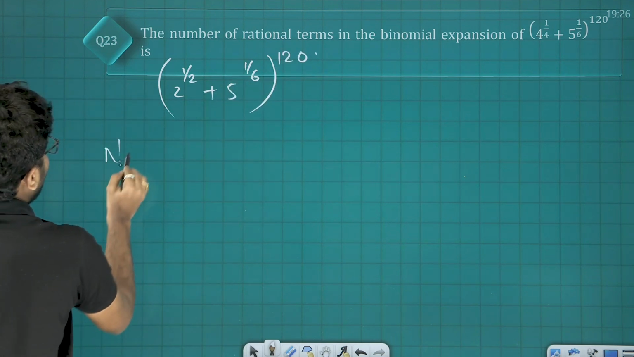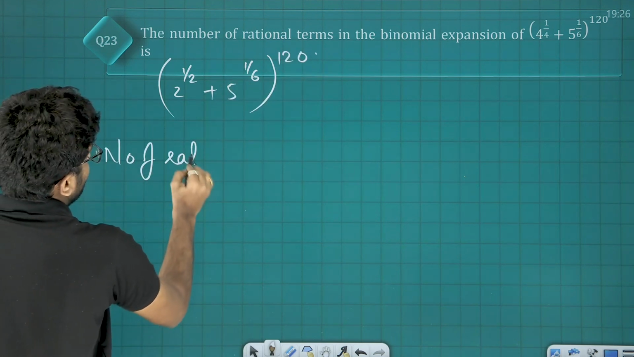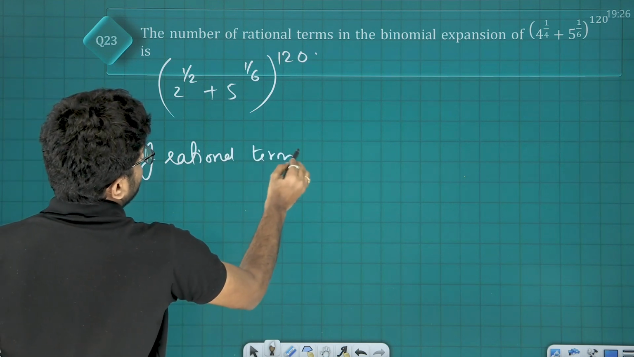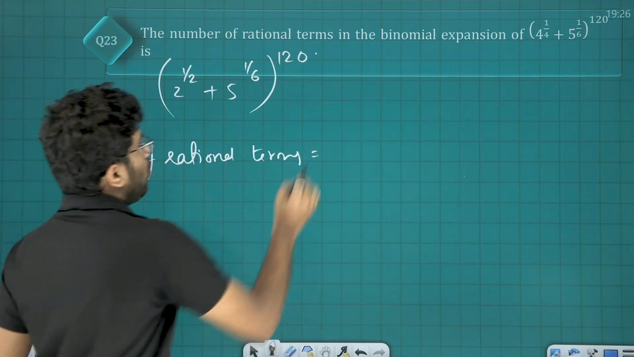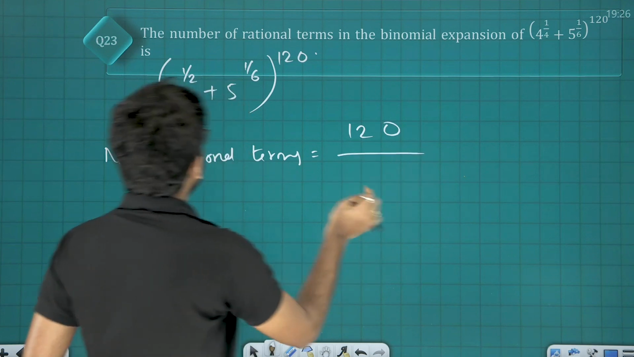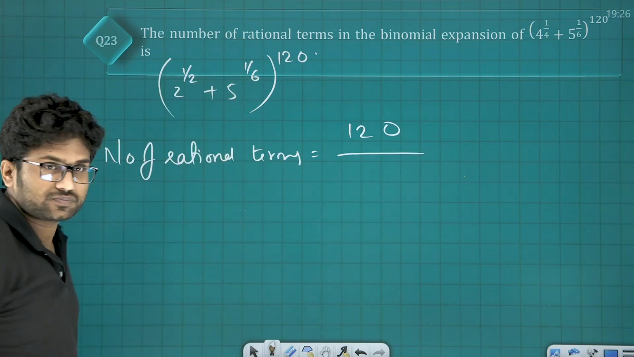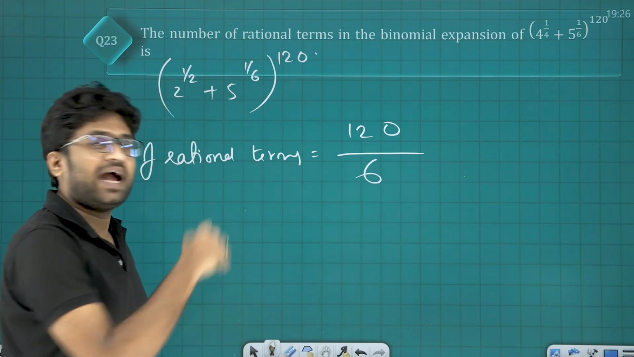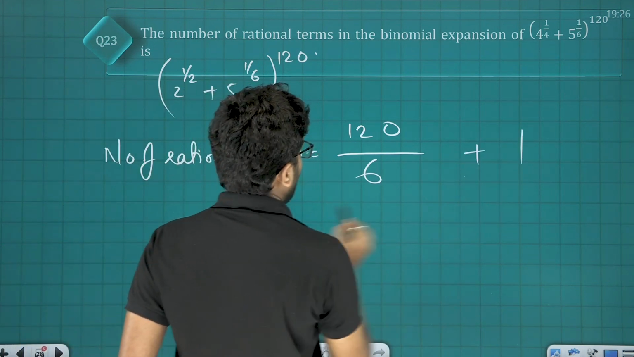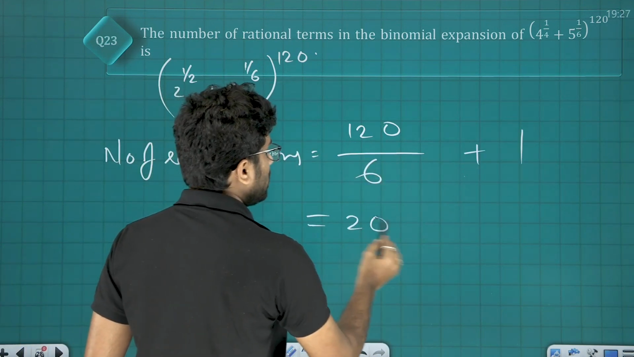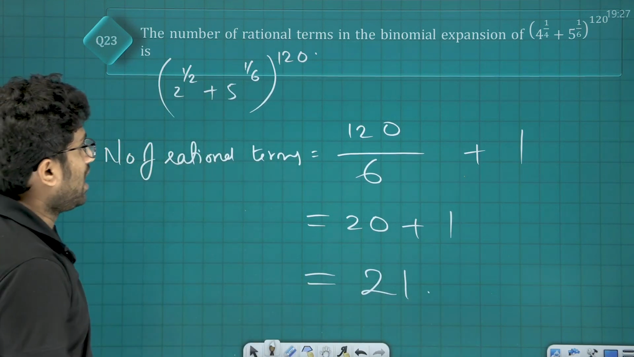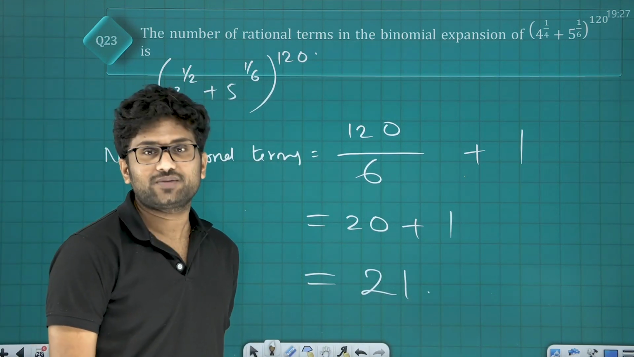So the number of rational terms in this, there is a shortcut method. Number of rational terms is exponent divided by LCM of this 6 comma 2. What is the LCM of 6 comma 2? It is 6. Add 1 to this now. So 120 divided by 6 is 20 plus 1, which is equal to 21. So the answer for this question is 21.